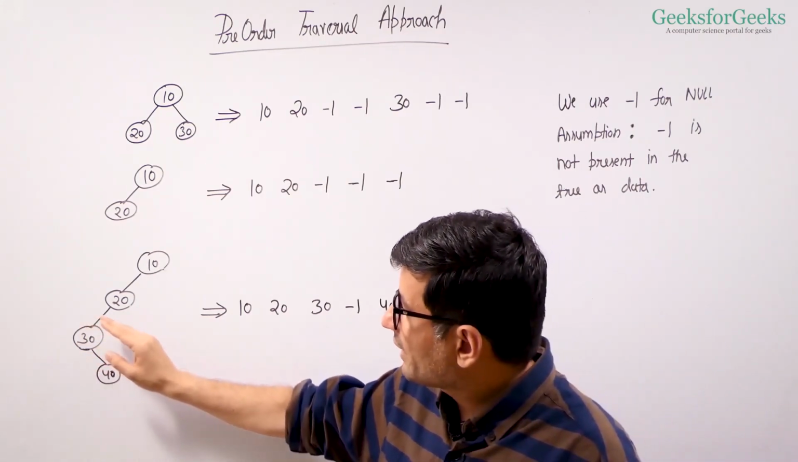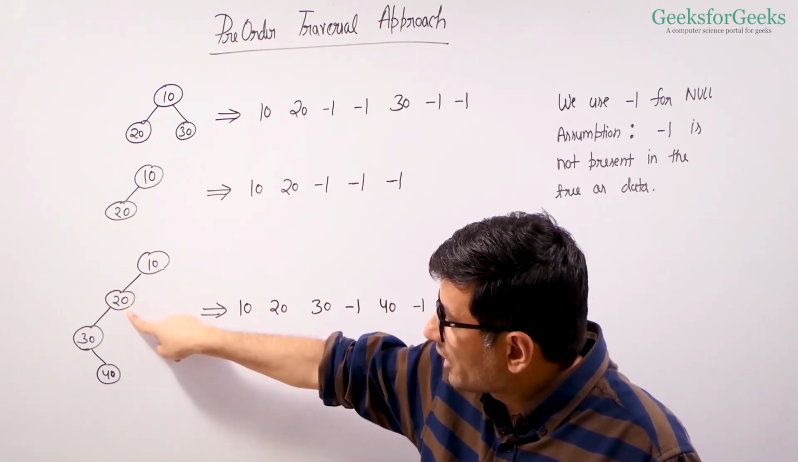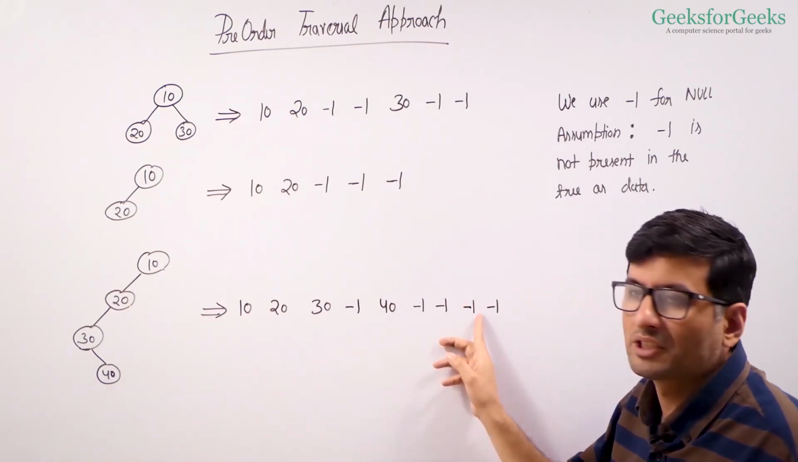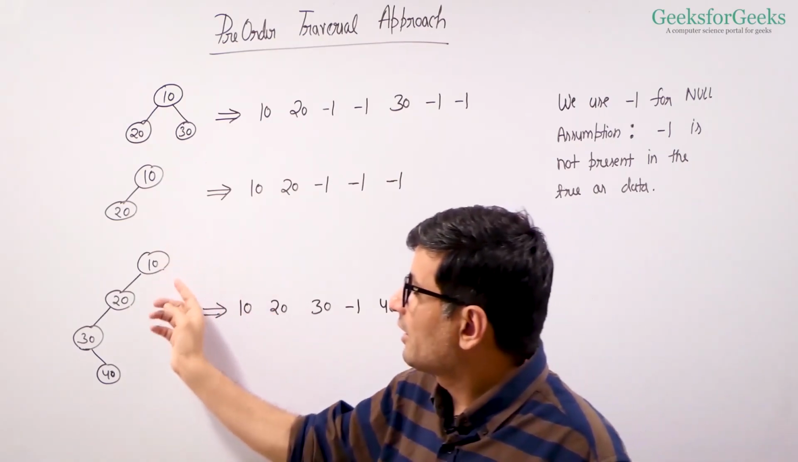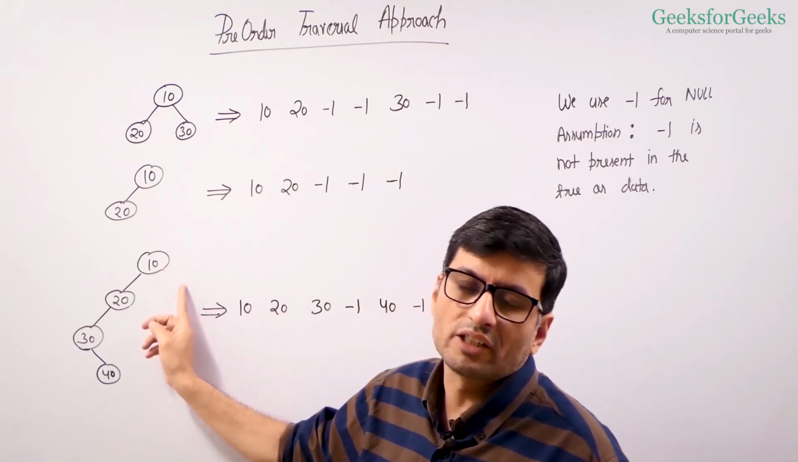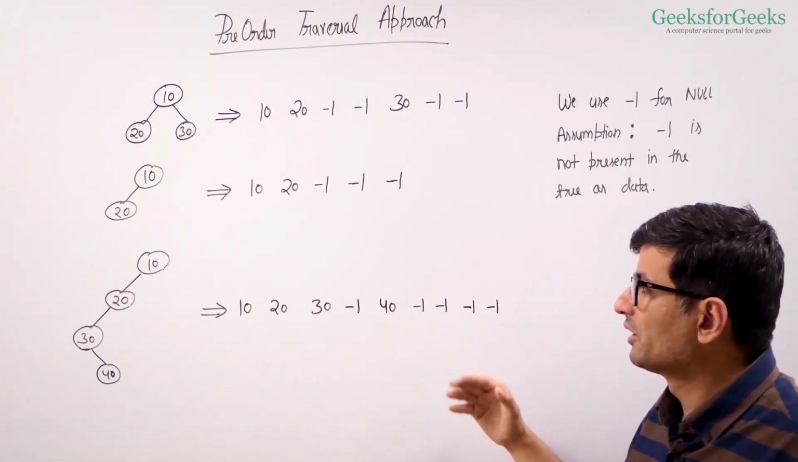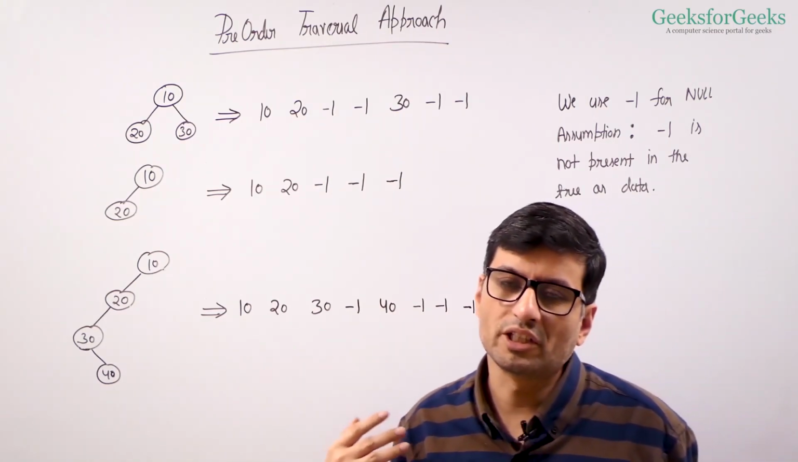Now we go back and we try to traverse 20's right. 20's right is null, so we put one more -1. Now we go back and try to traverse 10's right, and 10's right is null, so we put -1 here. So this is how we are going to do the serialization.